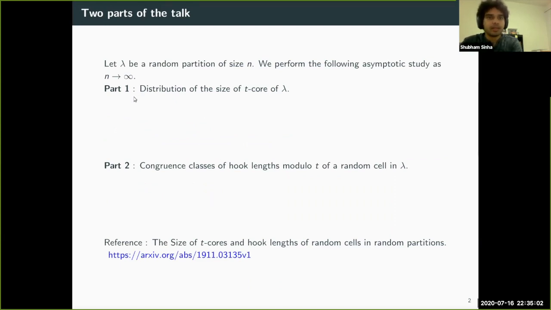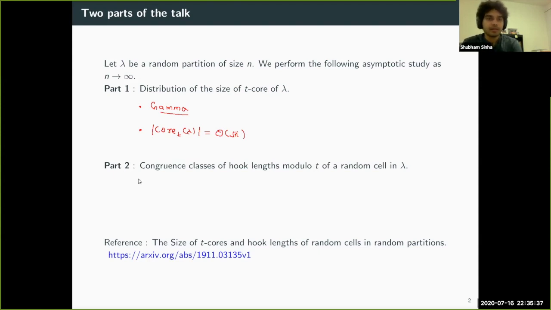There will be 2 parts in the talk. In the first part we will describe what we found about the distribution of the size of t-cores of size lambda. In particular, we'll show that the distribution converges to a gamma distribution when things are defined in a way that makes sense. And secondly, we say that the core of lambda for a uniformly random partition is of order square root n.